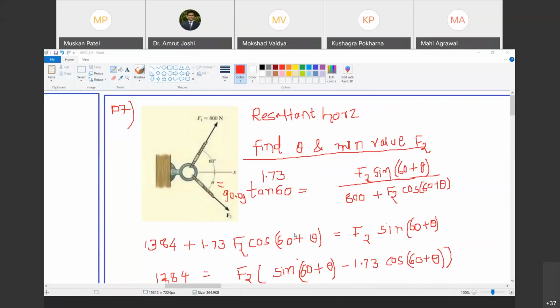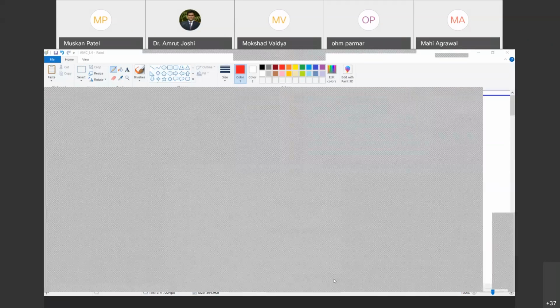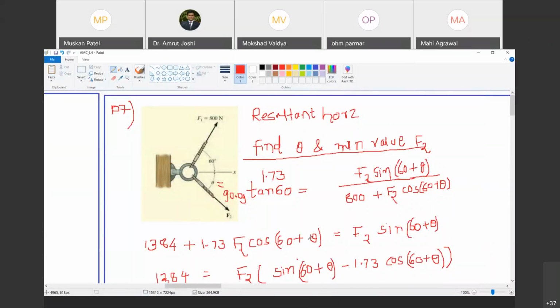Sir, we are finding the minimum value of this f2 with the help of this maxima or minima concept, but how will we ensure that the resultant will lie along the x-axis? Because that is the condition we have taken. Just look, we wrote this equation, right? Tan 60 is equal to f2 sin(60 plus theta) upon 800 plus f2 cos(60 plus theta). Do you agree with me? Yes.